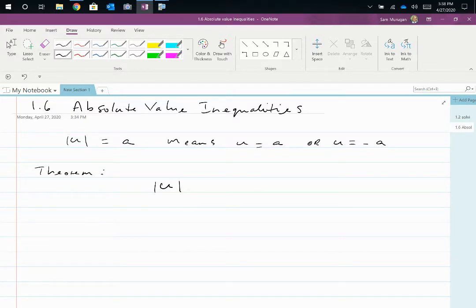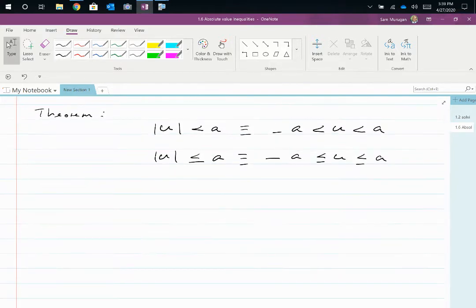For absolute value of u less than a is equivalent to negative a less than u less than positive a, and absolute value of u less than or equal to a is equivalent to negative a less than or equal to u less than or equal to positive a. In other words, u is between negative a and positive a.